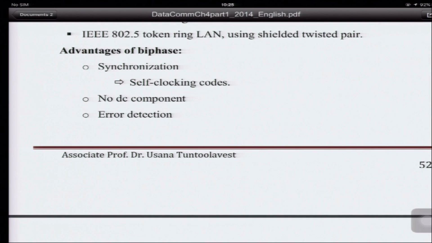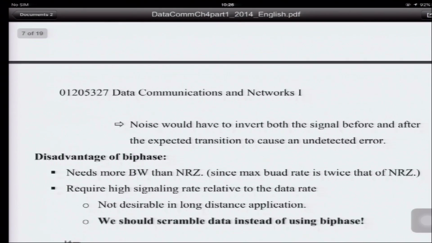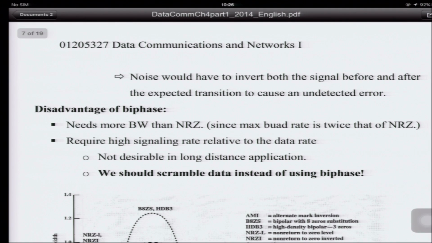Again, this is the good thing about the biphase: it's a self-clocking code, so it never loses synchronization, okay? There's no DC component and it has error detection. Noise would have to invert both the signal before and after the expected transition to cause an undetected error. So it's very difficult for the AMI to have errors.